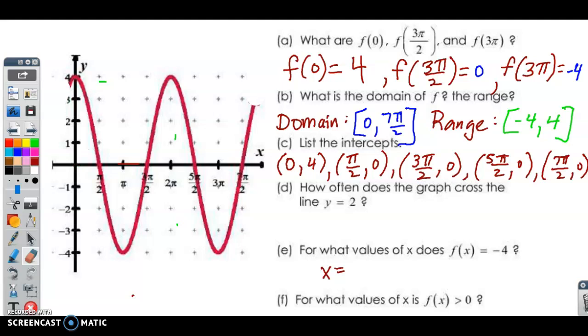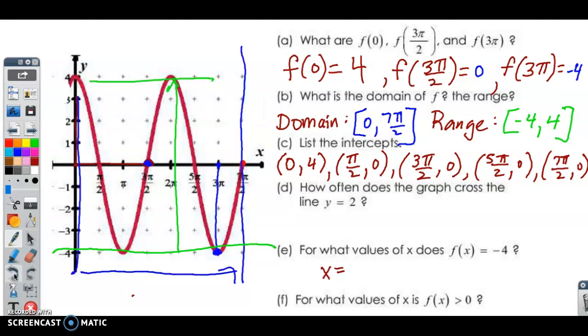All right, how often does the graph cross the line y equals 2? All right, so y equals 2 is right here. 1. Did I just erase the... change the graph by erasing? It's fine. Everything's fine. Just pull that on there. I'll use gray. Starting over this question, how often does the graph cross the line y equals 2? 1, 2, 3. 3 times.